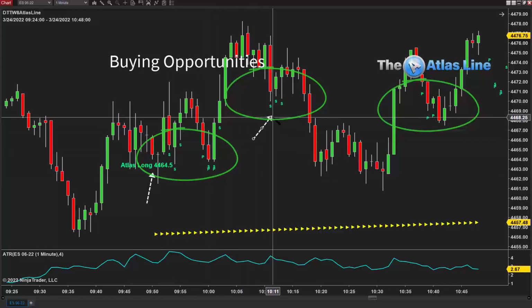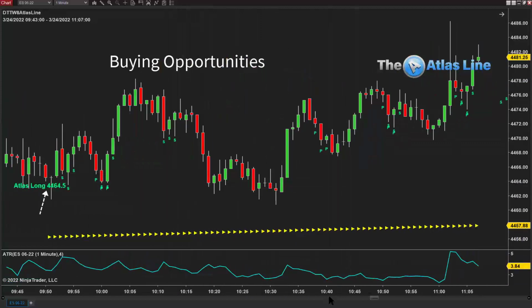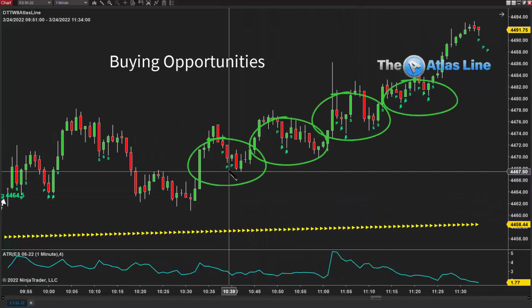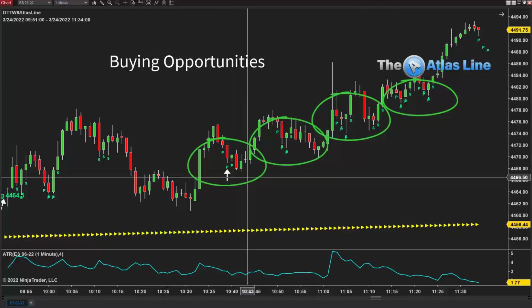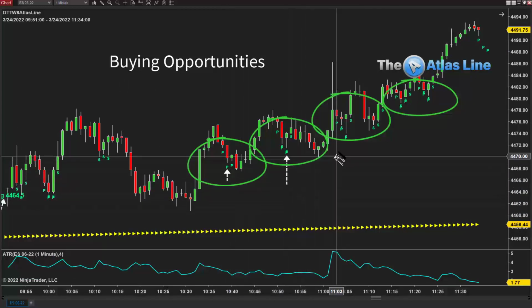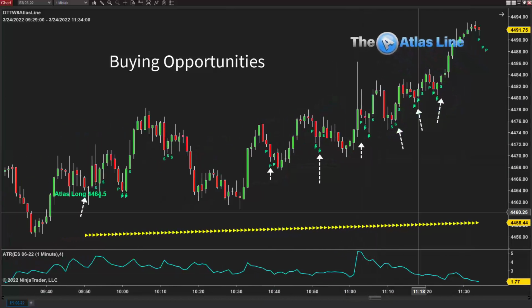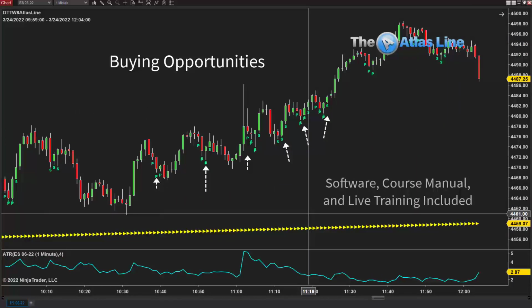We have another one here, and we have a couple more as we get into the first few hours. We have here another pullback signal to go long. We have another one here, strength, pullback. So there are so many opportunities on a day like yesterday to go long as you just follow the rules.